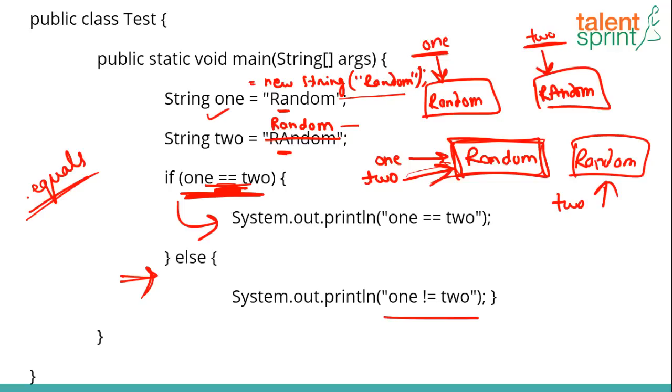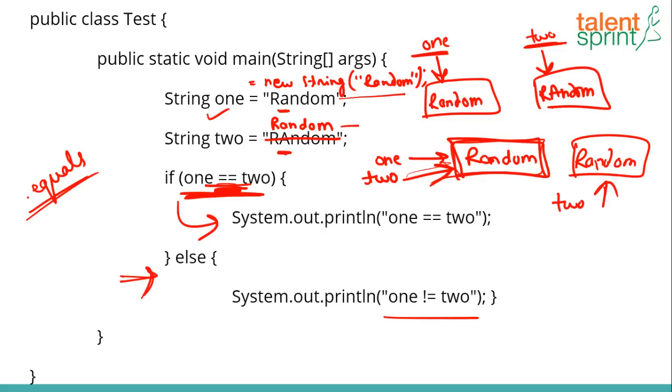What would happen if we use dot equals for "random" and "random"? I hope you have written both the spellings the same intentionally. If both the spellings are exactly the same as you have written and you use dot equals, the output would be true, because of the value only, the memory reference will be different.